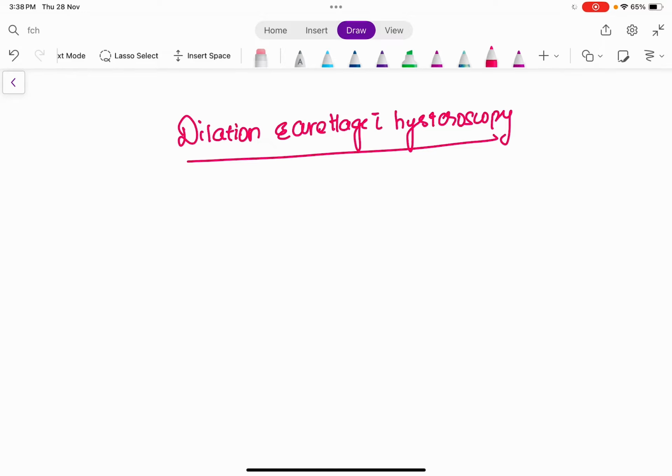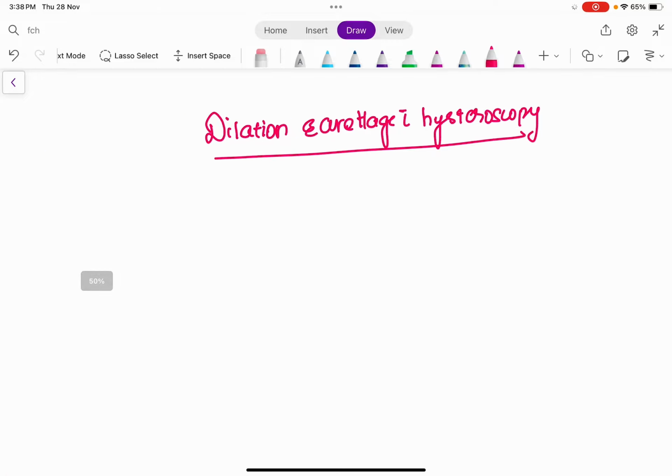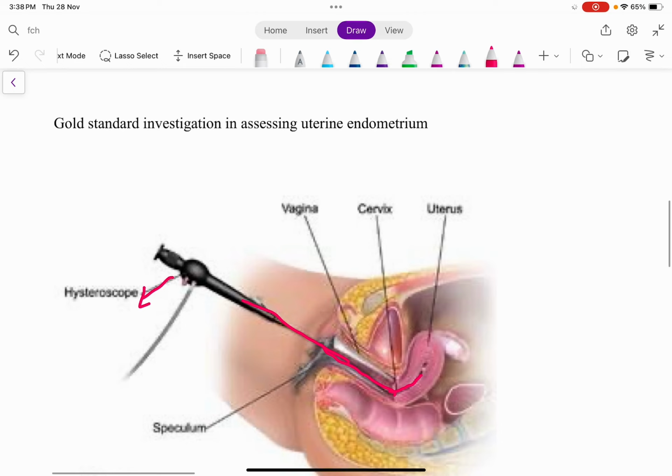But in fractional curettage and hysteroscopy, each of the fractions of the uterus is assessed separately and put in a separate sealed and labeled container and sent for histopathological examination. So it is even more sensitive than dilatation and curettage with hysteroscopy. Therefore, the gold standard investigation in assessing the uterine endometrium is none other than fractional curettage and hysteroscopy.